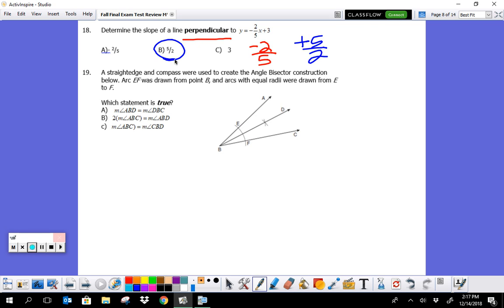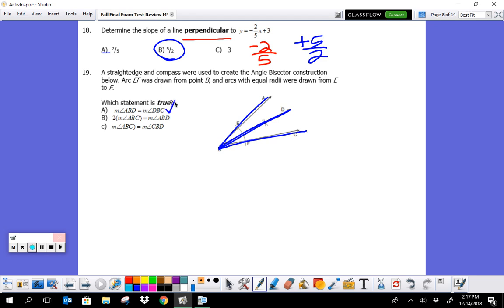Number 19, a straight edge and compass were used to create this angle bisector construction below. Arc EF was drawn from point B, and arcs with equal radii were drawn from point E to F. Which statement is true? Don't worry too much about what that question says. Just figure out which statement is true. So this says ABD, so that's this piece, equals DBC. Well, if this is an angle bisector, that should be true.